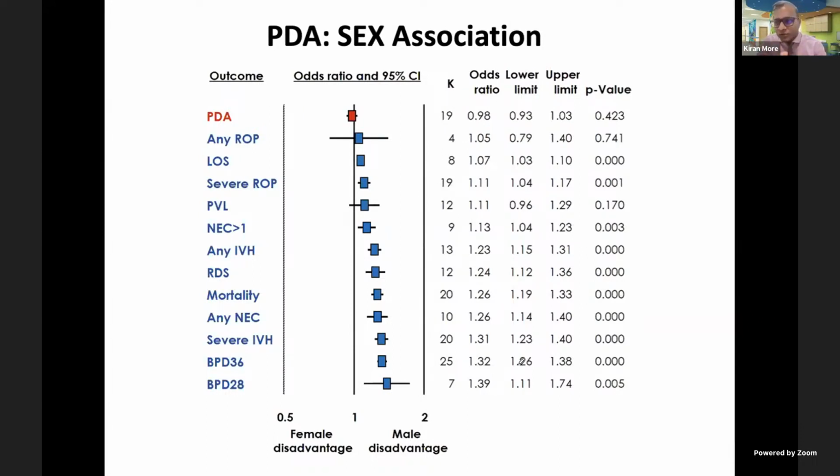And as we know, most of the time the females do better in the premature in the neonatal ICU, because there are a lot of benefits of being female, but unfortunately there are no benefits with PDA. So there is no sex difference observed in the observational trials. As you can see, there are a lot of other benefits when you compare males versus females. There's a lot of disadvantage for the male sex, which is not there in the presence of PDA.